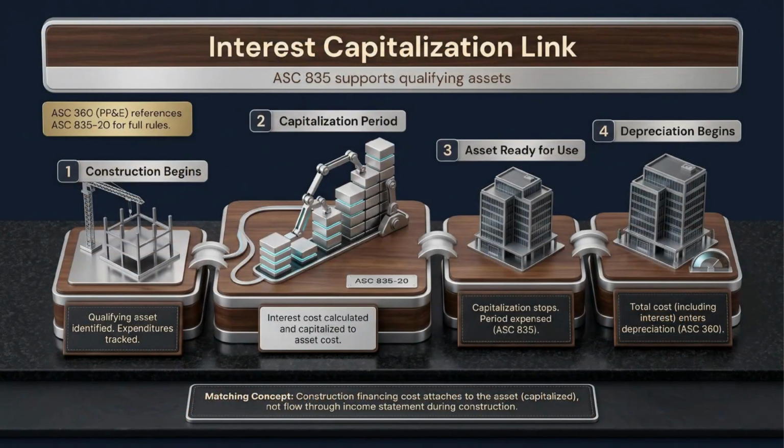Interest capitalization connects ASC 360 with ASC 835. When a qualifying asset takes a substantial period of time to get ready for its intended use, material interest cost incurred during that preparation period may be capitalized as part of the asset's historical cost. Capitalization begins when the qualifying asset and expenditures are in place, continues during the preparation period, and stops when the asset is ready for use. After that point, interest is generally period expense. The logic is matching. Financing cost during construction attaches to the asset that will benefit future periods.